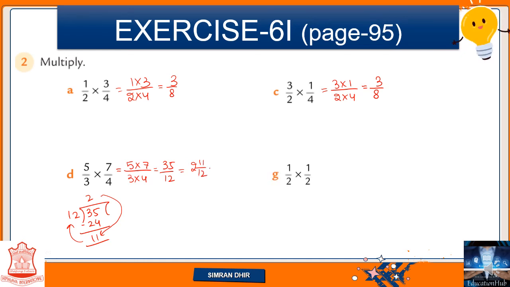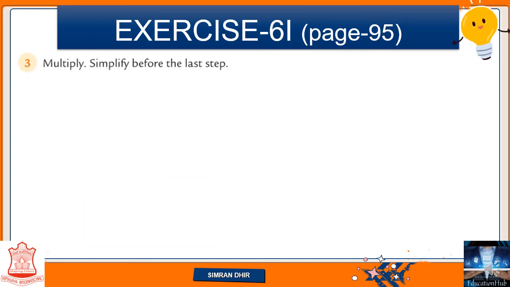Let's see one more part, that is G part. 1 by 2 into 1 by 2, so it will be 1 into 1 divided by 2 into 2, so it will be 1 by 4. I hope this is clear to you. This was a very simple one, right? This is question number 3.